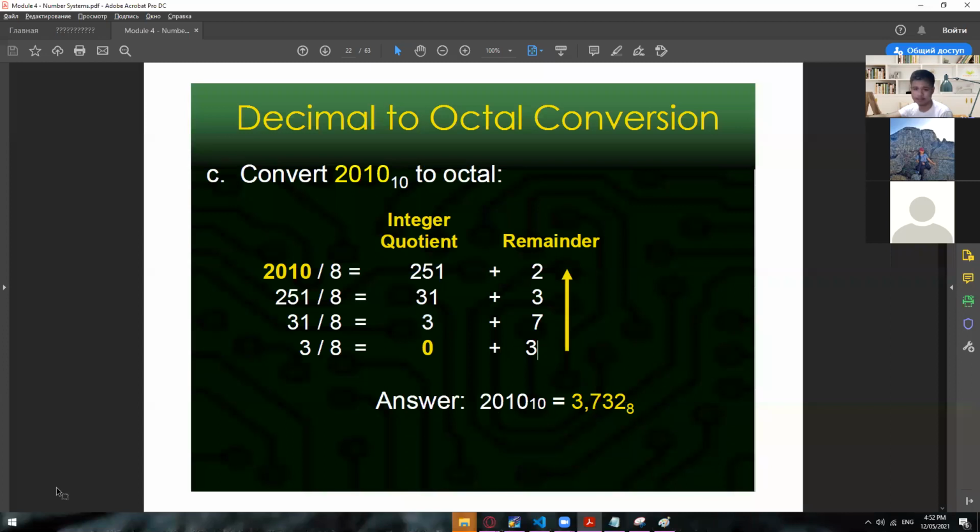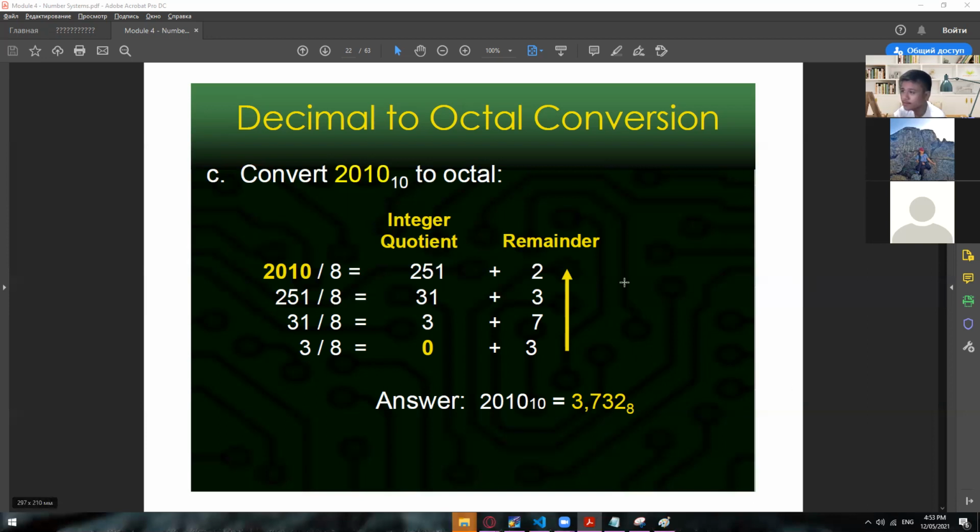Okay, wait, there is a question. Sir, in the remainder, how do we know if it's 1 or 0? Or how do we know if the remainder is 2, 3, 7, or 3?